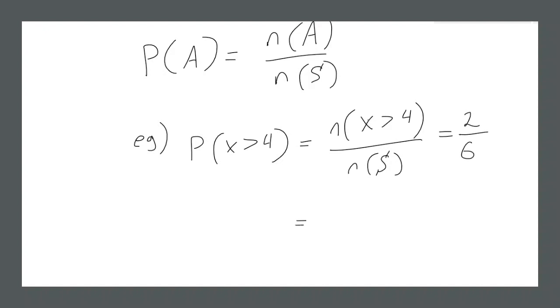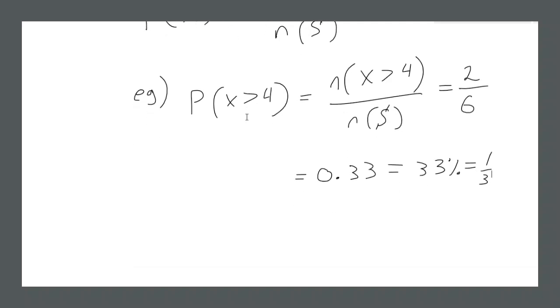So 2 out of 6, which is approximately 0.33 or 33%. More precisely, 1 out of 3. It's just 3 different ways of writing the same thing. You could say there's a 33% chance of rolling a number higher than 4, or a 1 out of 3 chance, or a probability of 0.33.